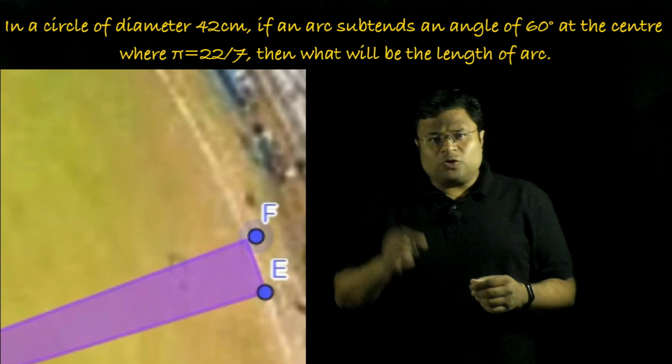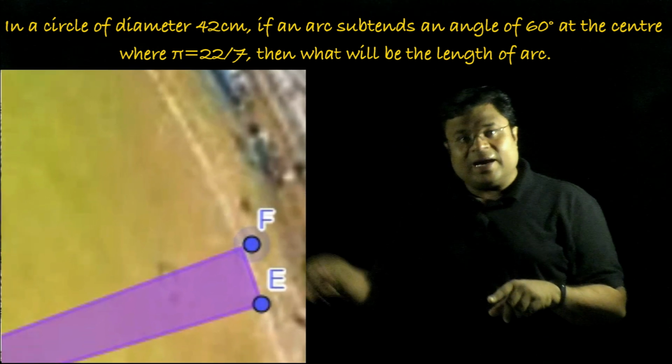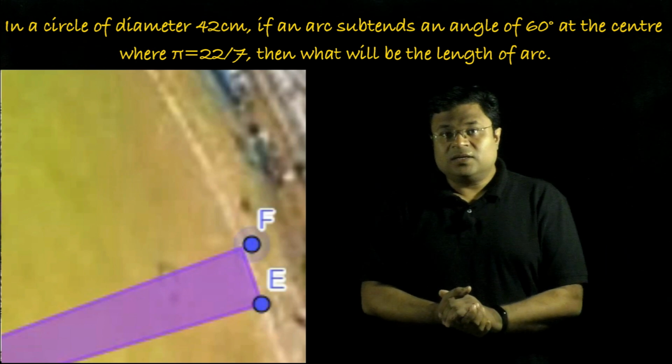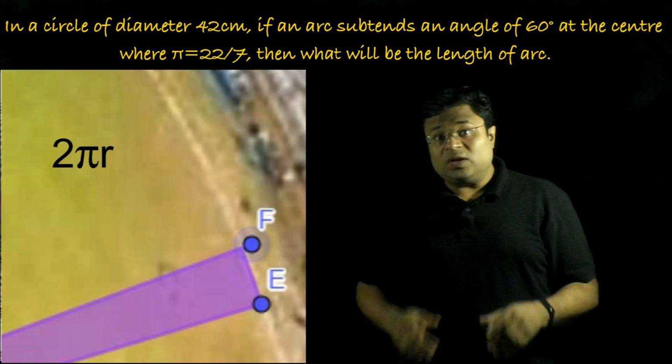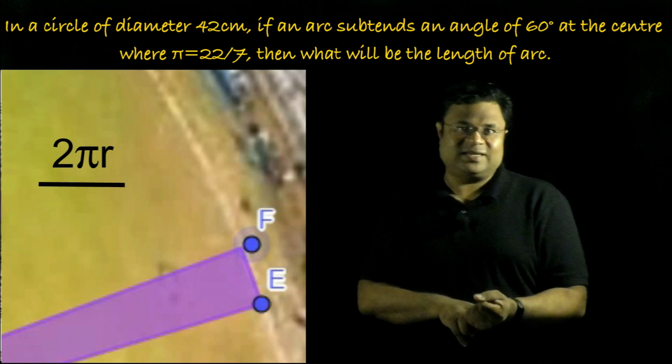How much should that be, if the total circumference is 2 pi r? Now you think and you answer. Come on, think and answer. The total circumference is 2 pi r. That one part will be 2 pi r upon 360.